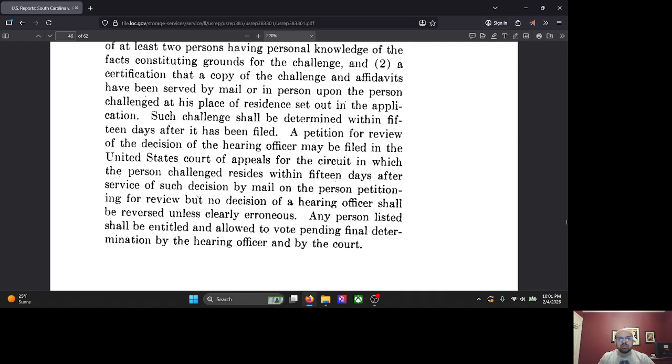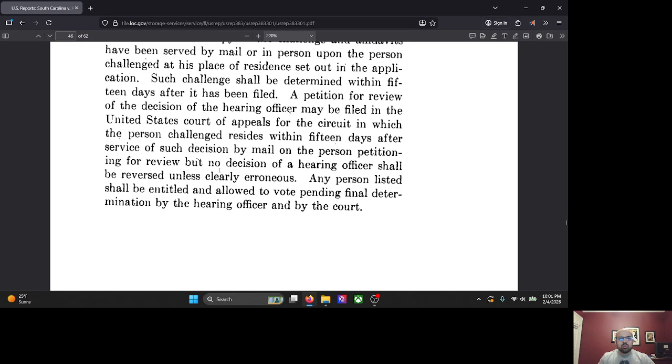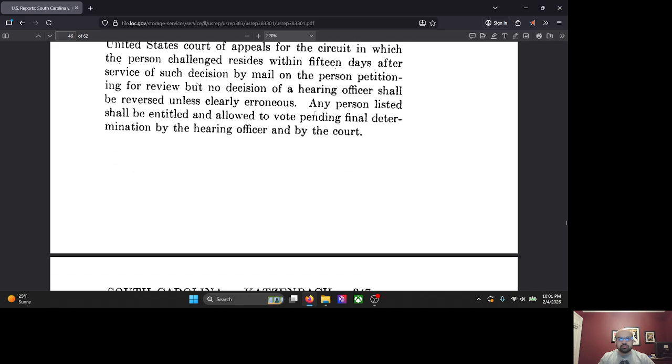Such challenge shall be determined within 15 days after it has been filed. A petition for review of the decision of the hearing officer may be filed in the United States Court of Appeals for the circuit in which the person challenged resides within 15 days after service of such decision by mail on the person petitioning for review, but no decision of a hearing officer shall be reversed unless clearly erroneous. Any person listed shall be entitled and allowed to vote pending final determination by the hearing officer and by the court.